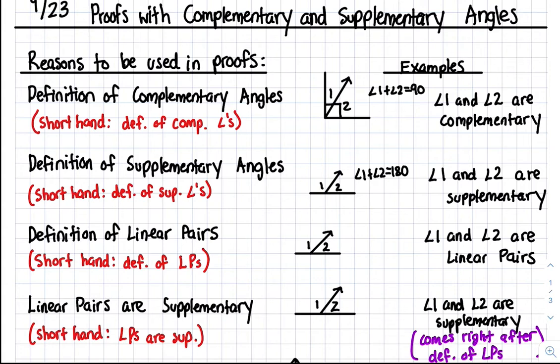Then we have definition of linear pairs. A linear pair is when there's a straight line and you have two angles that make up that straight line. So if there's a statement that says angle 1 and angle 2 are linear pairs, then the reason is definition of linear pairs. We know that angle 1 and angle 2 are linear pairs.